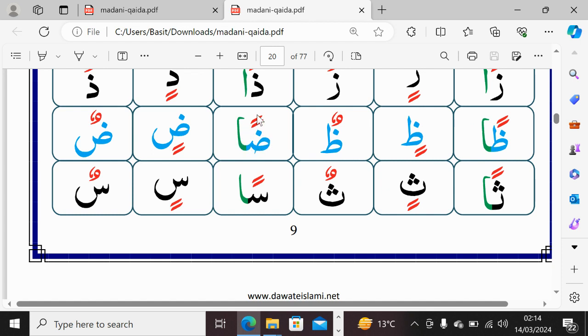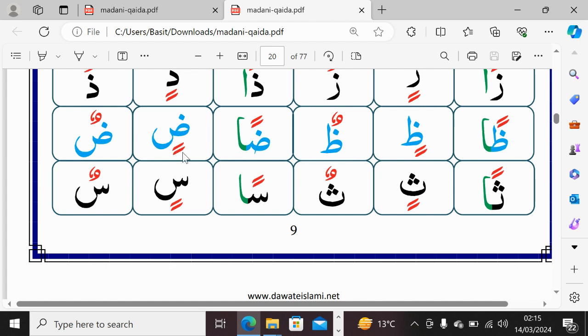Dal two zabar dan. In Arabic, we read it as two zabar. I read them as do zabar by mistake, so you will read just two zabar.